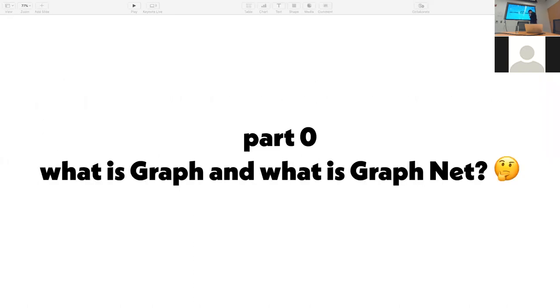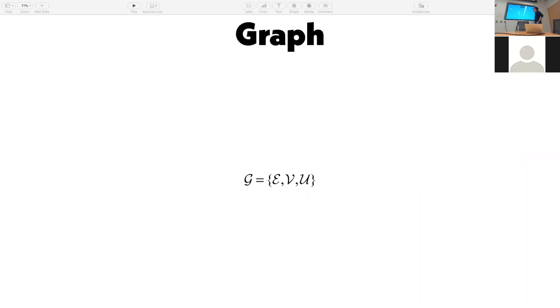So let's start with a brief introduction of what is graph and what is GraphNet. Here we define a graph as a set of sets. It is a set of the sets of edges, vertices, or nodes, because vertices is such an awkward word to say, and universal attributes, which is sort of the master node, the node that you put on the graph as a whole entity.